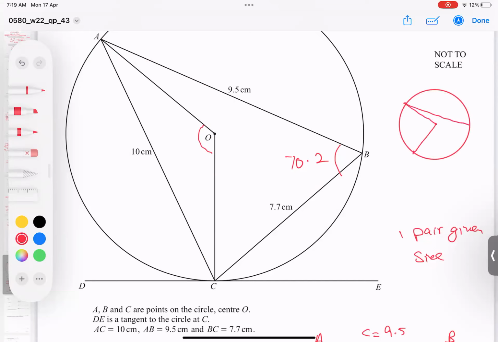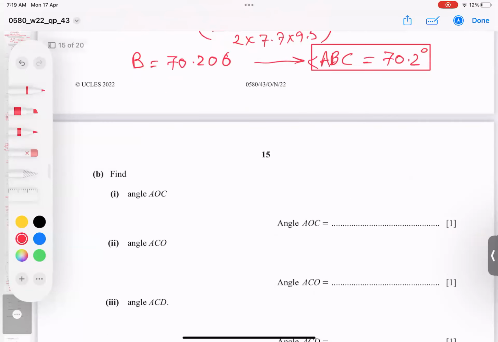This is the center and this is the circumference. If this angle is, for example, 70, this becomes 140, double of that. So 70.2 times 2, I'm getting 140.4 degrees. I hope this part is very clear.